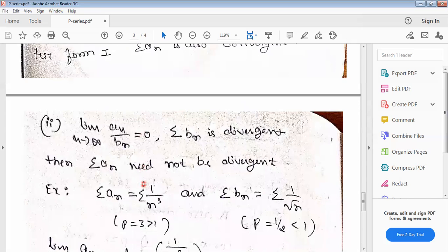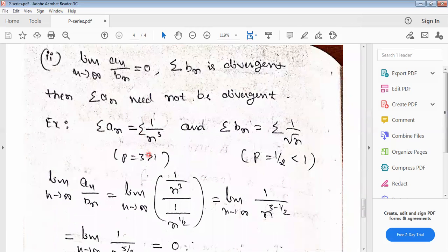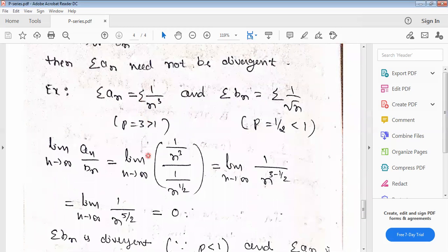Let us see the divergence part. Suppose that limit an by bn is equal to 0 and sigma bn is divergent. But here sigma an is not divergent. That is, sigma bn is divergent doesn't imply sigma an is also divergent when limit an by bn is equal to 0. Let us see this in one example.